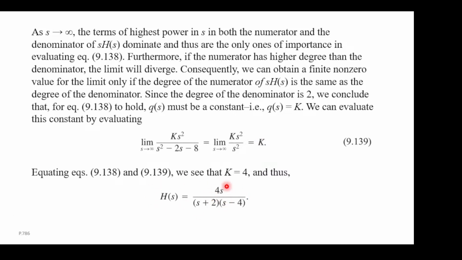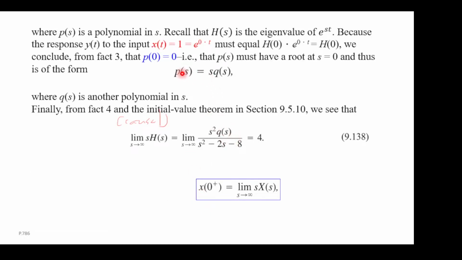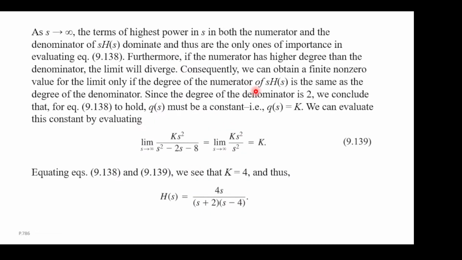Your H(s) is 4s over... So your Q is 4, and so P is s times 4. So your H is 4s over (s plus 2) times (s minus 4).